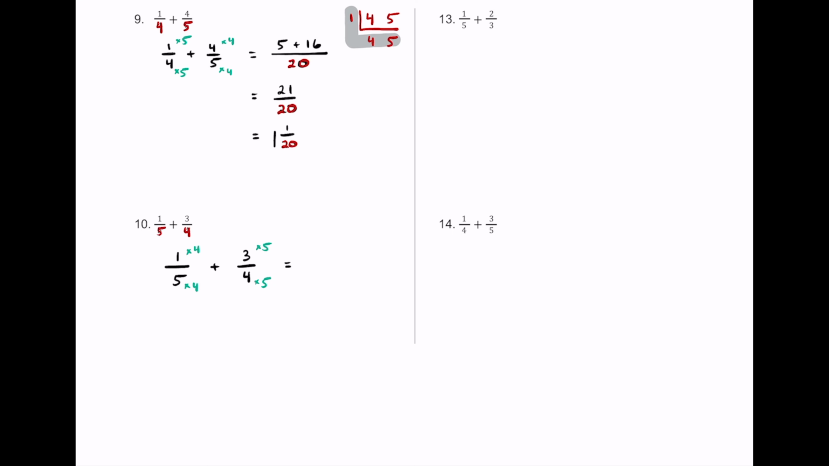Now again, just like in number 9, I'm going to just write one fraction bar because we know they're going to be over 20. 1 times 4 is going to be 4, and 3 times 5 is going to be 15. So 4 plus 15 is going to be 19. So 19 over 20 is going to be our final answer. All right, so we got 20ths here, the common denominator, the least common denominator, so 19/20ths is our final answer.